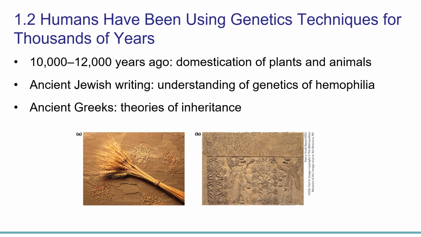All right, so humans have been using genetic techniques for years and years. About 10,000 or so years ago, humans started domesticating plants and animals, and this is where we really began using genetic techniques and artificial selection to cause our domesticated plants and animals to exhibit the traits that we wanted.